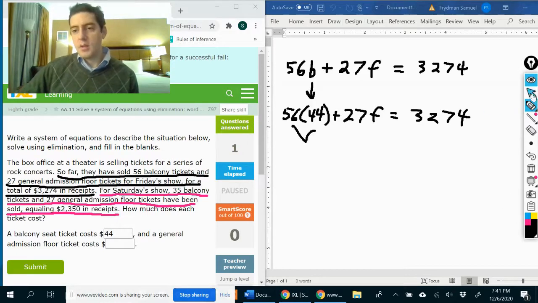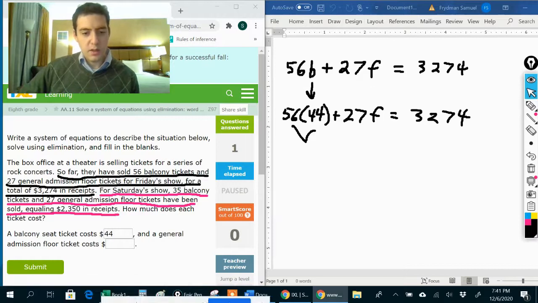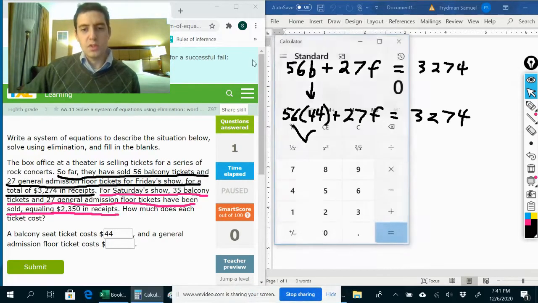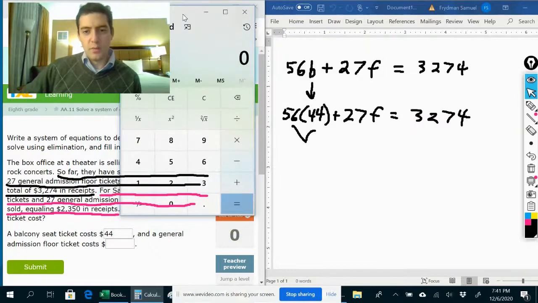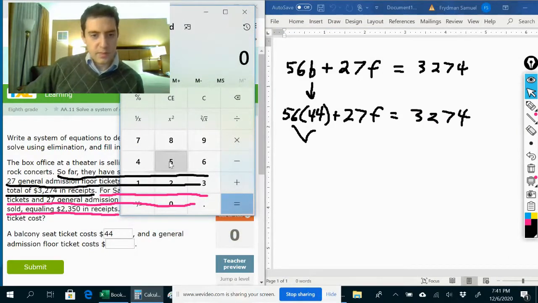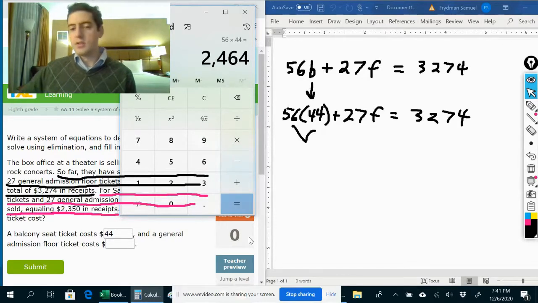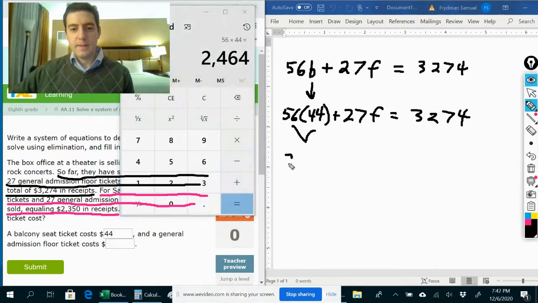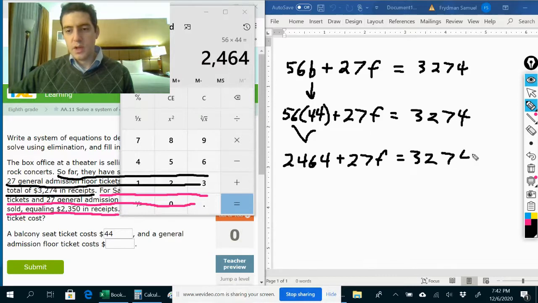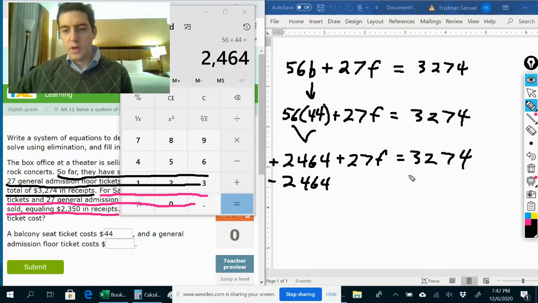Okay, so I'm not going to waste your time by watching me do all that by hand. So we'll just use, it's okay if you want to use a calculator, I don't mind. That's not really what this exercise is testing you about. So 56 times 44 is 2,464 plus 27F equals, just everything else we're just copying. Okay, and then this is like addition here. We can subtract 2,464 from both sides.